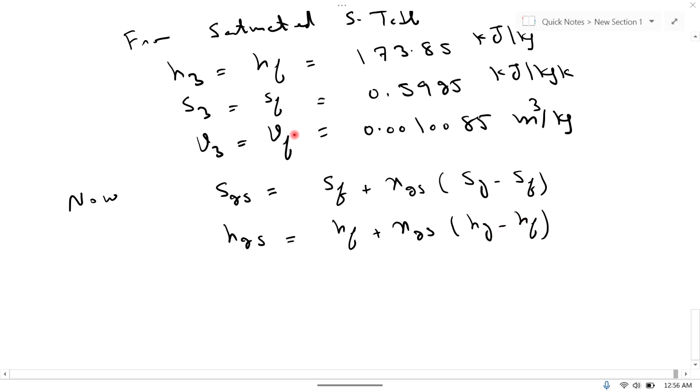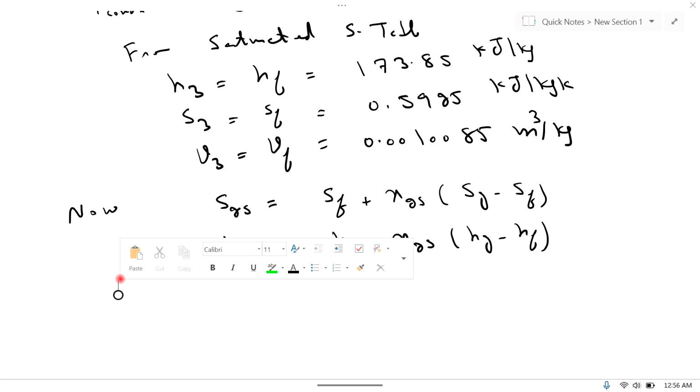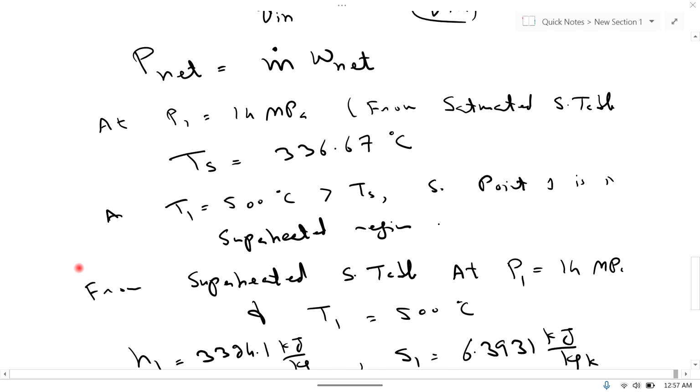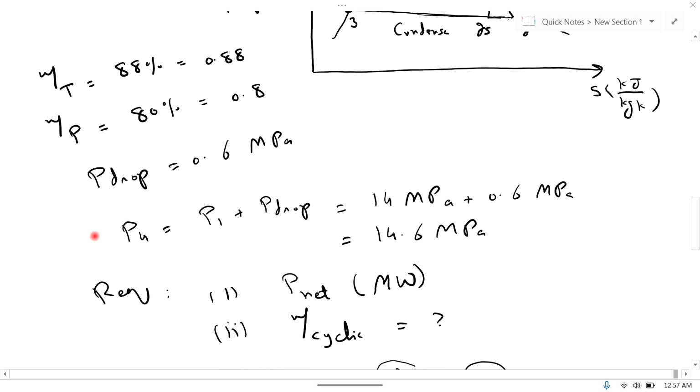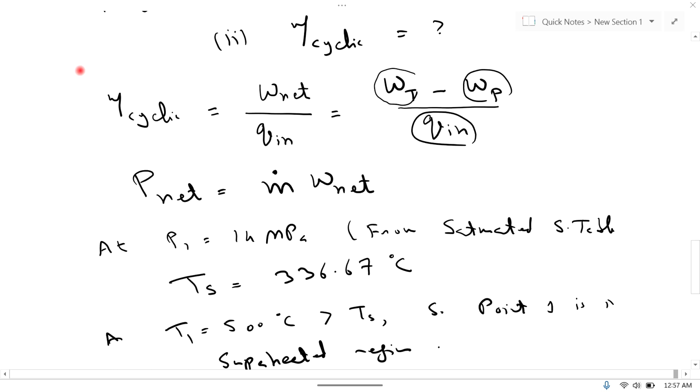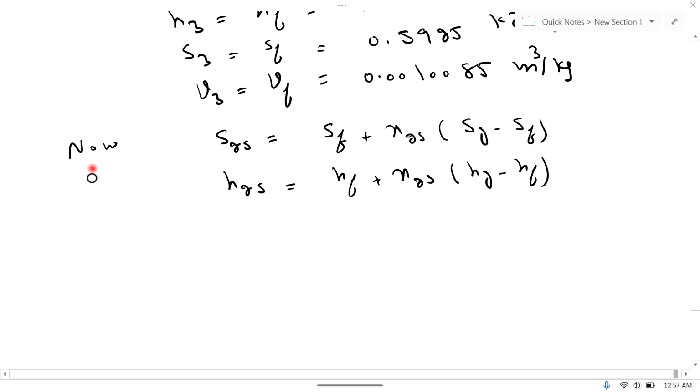So HF and Hg are already given to us because properties for 2 and 3 are the same. Because the pressure is the same at both points, we will find HF and SF at a pressure of 0.008 megapascal, because at point 2 and point 3 the pressure is constant. Here, if we check this, it is already explained that pressure is constant on this line. So find HF, Hg, SF, Sg from the steam table.